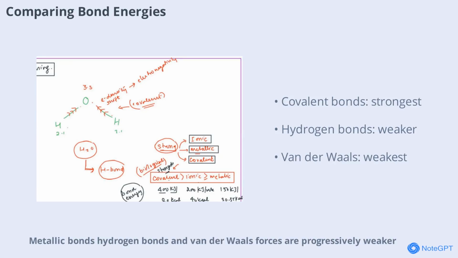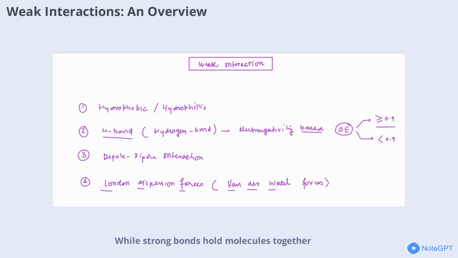Metallic bonds, hydrogen bonds, and van der Waals forces are progressively weaker. This hierarchy of bond strengths is crucial in biology, where weak interactions allow for dynamic processes like enzyme activity and DNA replication, while strong bonds provide structural stability. While strong bonds hold molecules together, weak interactions play a vital role in the structure and function of biological macromolecules.